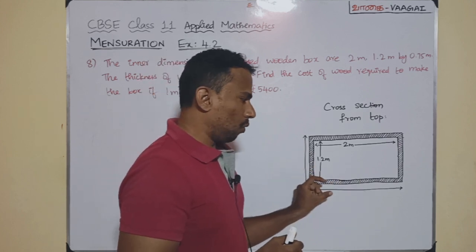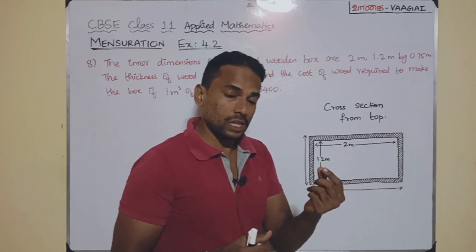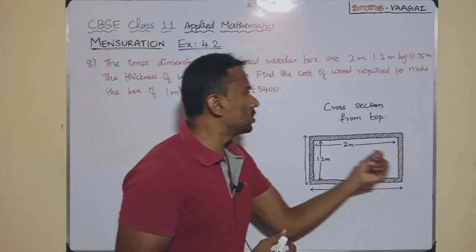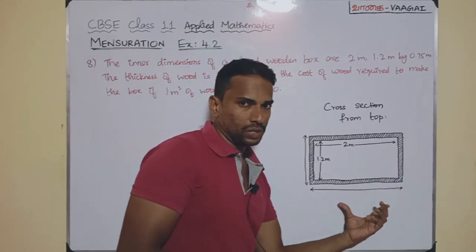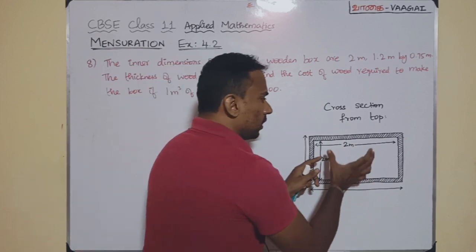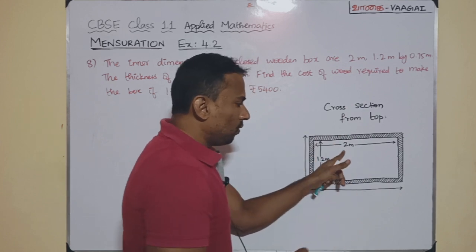So for that wooden box, this portion is what is going to be representing the thickness of that wooden box, and that length is what is given to be 2.5 centimeters. Now let us think about what can be the outer length and outer breadth. It's easy for us to find. Already the inner length is going to be 2 meters, correct? Then what will be the outer length?